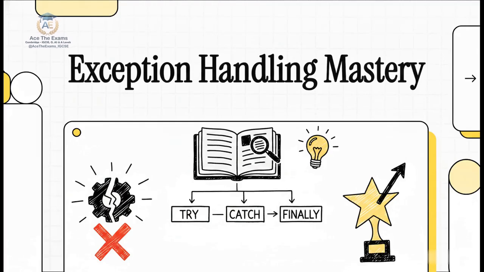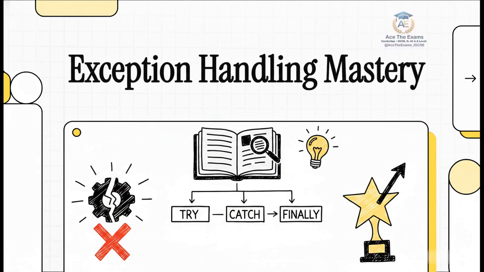Welcome to The Explainer. Today we're diving into what I like to call the archaeological dig of Cambridge Computer Science exam strategy. We are going to dig incredibly deep into the 9618 syllabus to uncover the hidden clues buried right there in the questions. Layer by layer, we are going to reveal the anatomy of a perfect answer, specifically focusing on the notoriously tricky topic of exception handling.